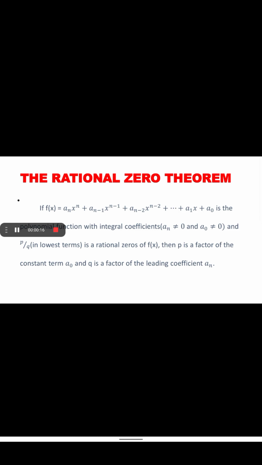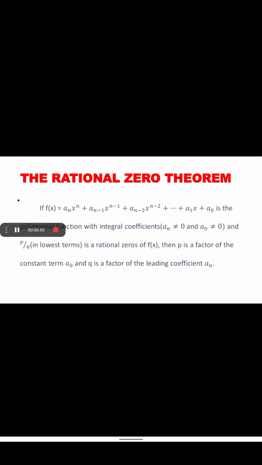Here the first is the rational zero theorem. Let's start. What is the rational zero theorem? Here there is one polynomial in the form f of x equals a_n x power n plus a_(n-1) x power n minus 1 plus a_(n-2) x power n minus 2 plus etc. plus a_1 x plus a naught, a polynomial function with integral coefficients. Here we consider only two coefficients, that is a_n and a naught, not equal to 0.